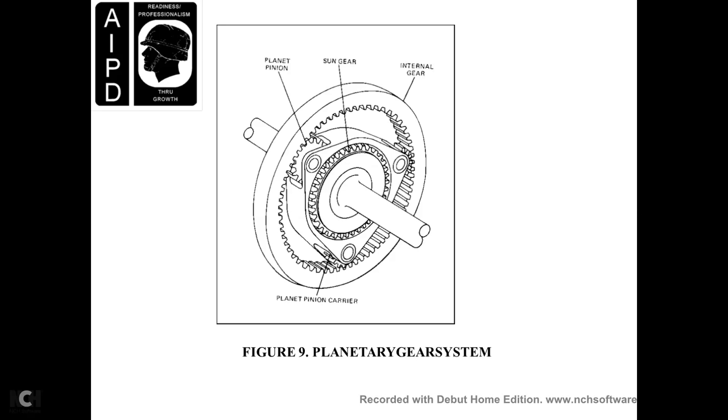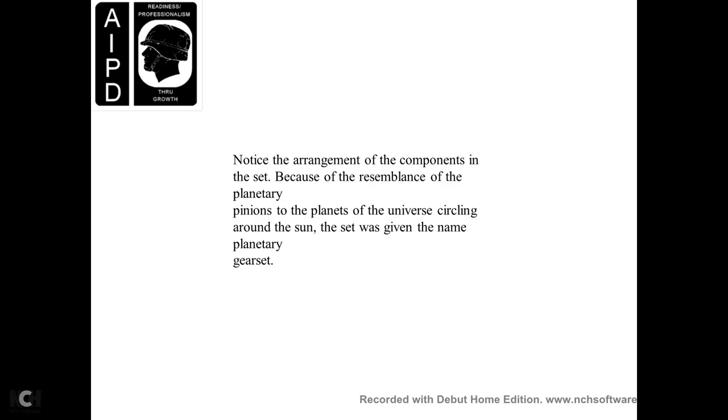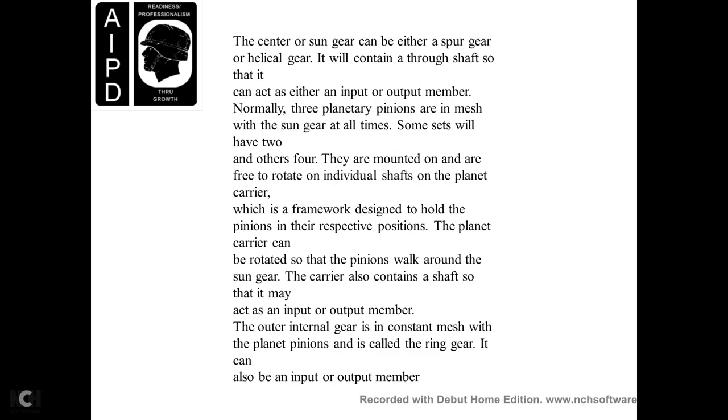Planet pinion, the sun gear, the internal gear, and the planet pinion carrier. The arrangement of the components and shaft resembles the planetary pinion circling around the sun of the shaft, which gives it the name planetary gear set. The center sun gear can be either a spur gear or a helical gear, with the shaft passing through, so that it can act as either an input or output member.